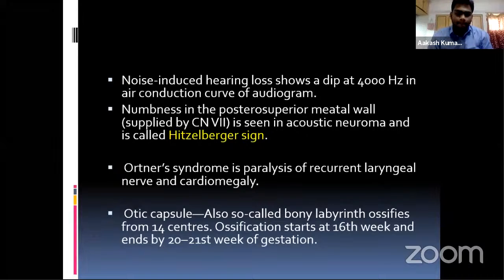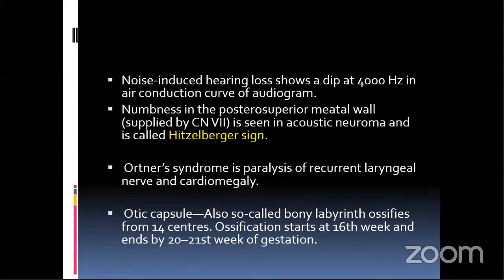Okay. Coming to noise-induced hearing loss. You all know, due to the excessive or prolonged exposure to loud sound, the patient may develop noise-induced hearing loss. Typically, the audiometry, that is pure tone audiometry, shows the dip at 4,000 hertz. 4,000 hertz is not always exactly 4,000. It may range from 4,000 to 8,000. It indicates that there is a high frequency hearing loss.